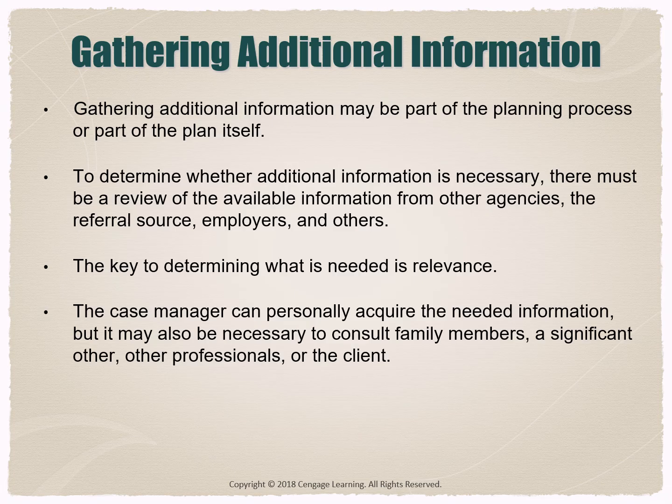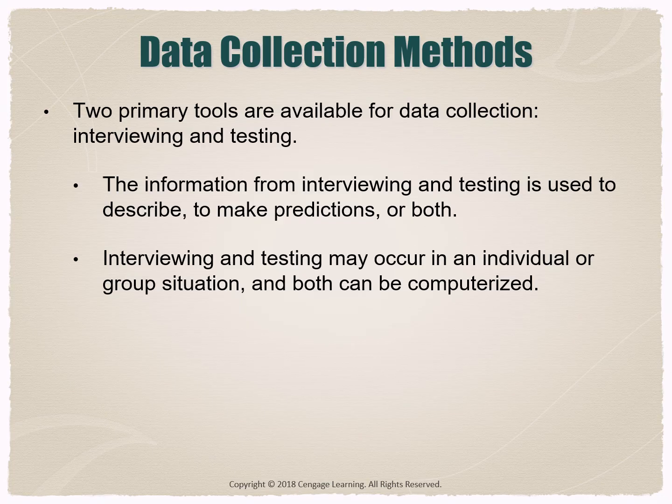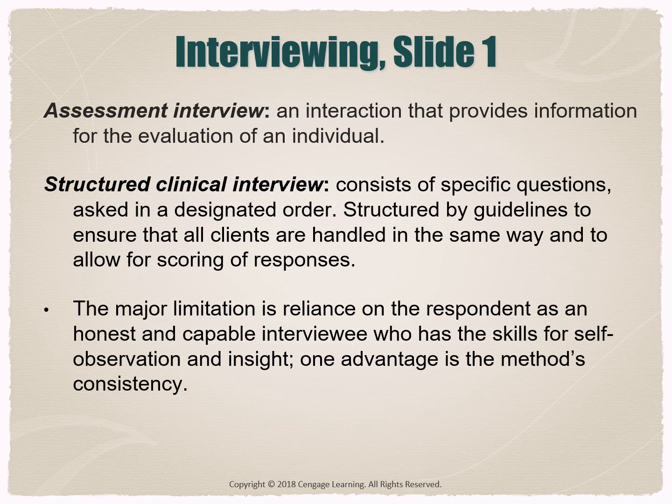To determine whether additional information is necessary, there must be a review of the available information from other agencies, referral sources, employers, and others. The key is determining what service is needed and what is relevant. The case manager can personally acquire the needed information, but it may also be necessary to consult with family members, significant others, or other professionals. Two primary tools are available for data collection: interviewing and testing. The information from interviewing and testing is used to describe, to make predictions, or both. Interviewing and testing may occur in an individual or group situation. Both can be computerized.